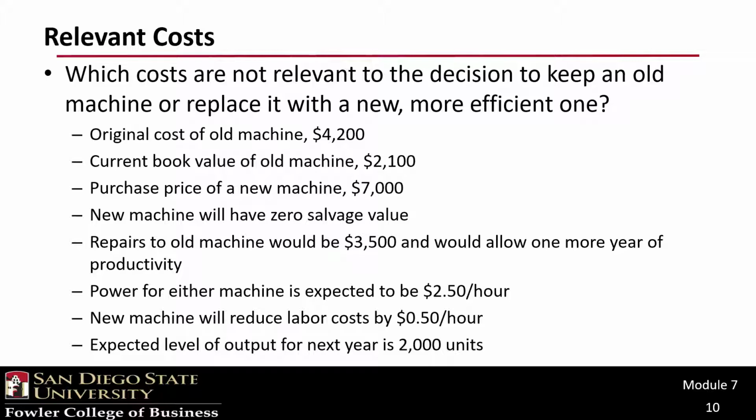Power for either machine is expected to be $250 an hour. That sounds non-relevant. It doesn't differ between the two. Whereas the new machine will reduce labor costs by 50 cents an hour. Well, that's flat out telling us it's going to be different.